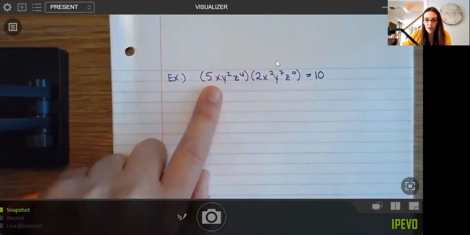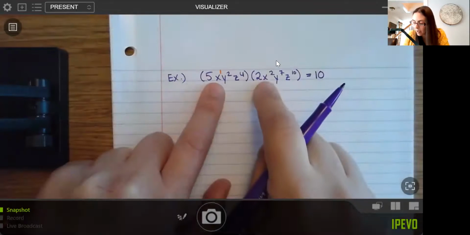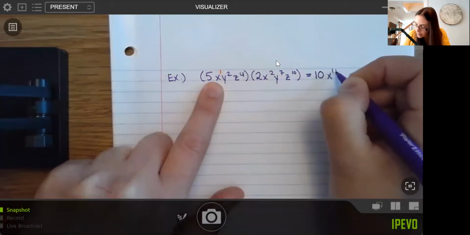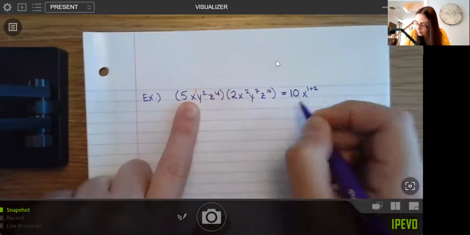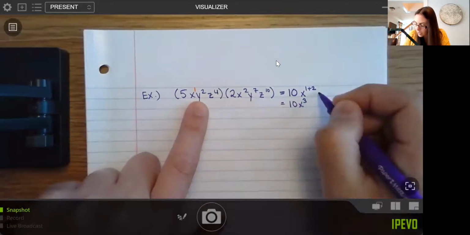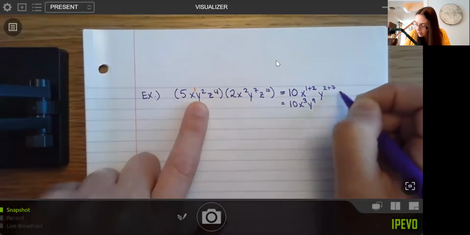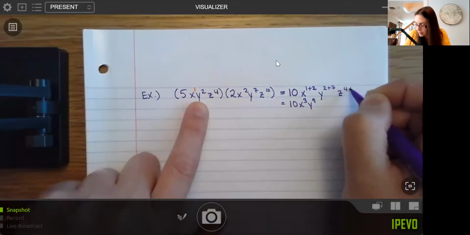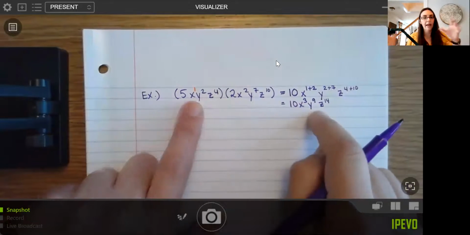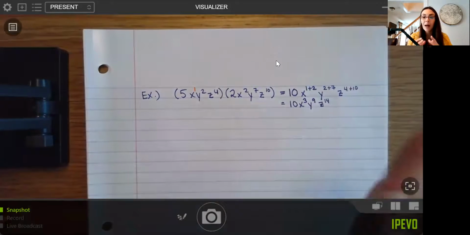Now we're going to move over and do our first variable. Now, again, if there's no number, there is a 1. So I have x to the 1 and x to the 2. So I'm going to do x to the 1 plus 2, which is 3. Now I do my y's. So times y to the 2 plus 7, so y to the 9th. And then z to the 4 plus 10, so z to the 14. These are all different kinds of bases, and you can't combine them together now. Don't put 3 plus 9 plus 14 together. We are done.